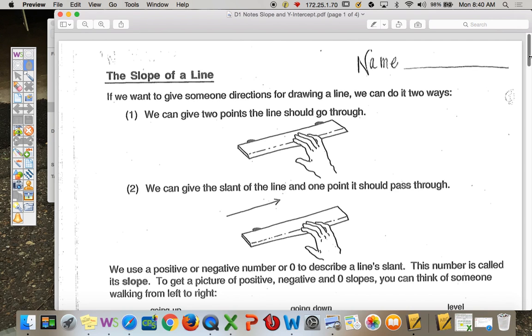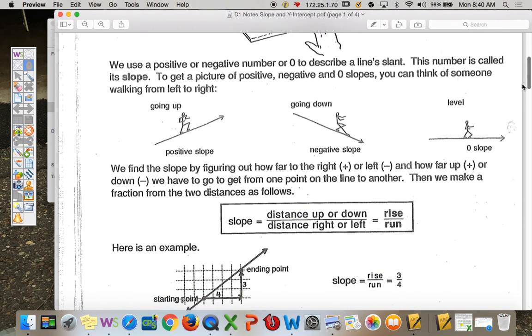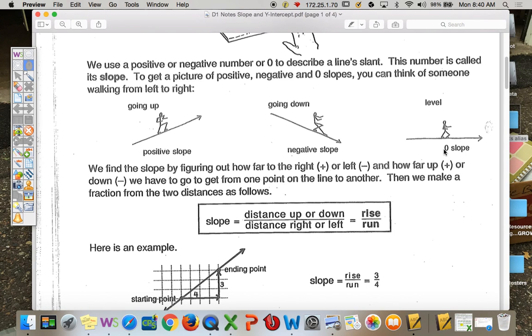We use a positive or negative number or zero to describe a line slant. The number is called a slope. To get a picture of positive, negative, and zero slopes, you can think of someone walking from left to right. So think about how you read a book, left to right. When you're going up from left to right, it's a positive slope. When you're going down from left to right, it's a negative slope. And if there's no slope, it's flat. And that would be a slope of 0.